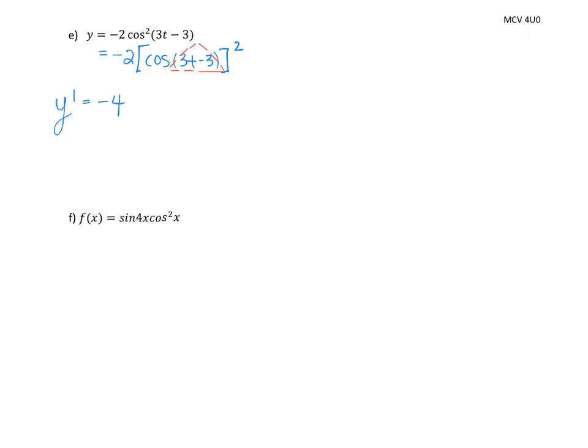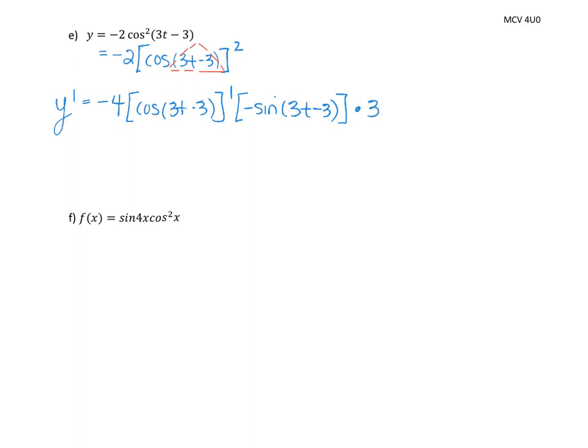So we're going to have negative 4. We'll leave it all alone. 3t minus 3, all to the 1. Again, we don't need the brackets to the 1, I just want you to see it. Times, now I'm going to go inside. Derivative of cos triangle is negative sine of the triangle. And then we still need to multiply by the derivative of the triangle, which is 3.